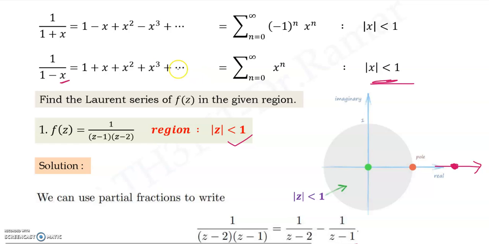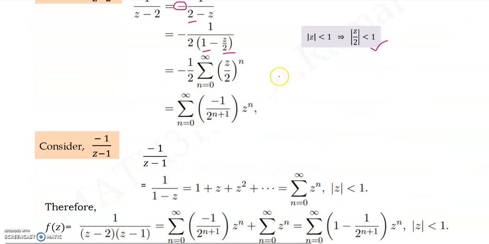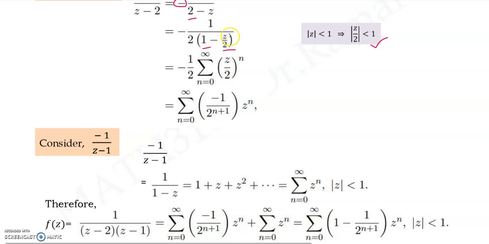So now how we can write this is equal to sigma n equal to 0 to infinity x to the power n. Here x is z over 2. So minus 1 over 2 is a constant, I write outside the summation, then sigma n equal to 0 to infinity. Here my x is z over 2, so I write z over 2 whole to the power n. So by the second rule I can rewrite the expression in summation form.